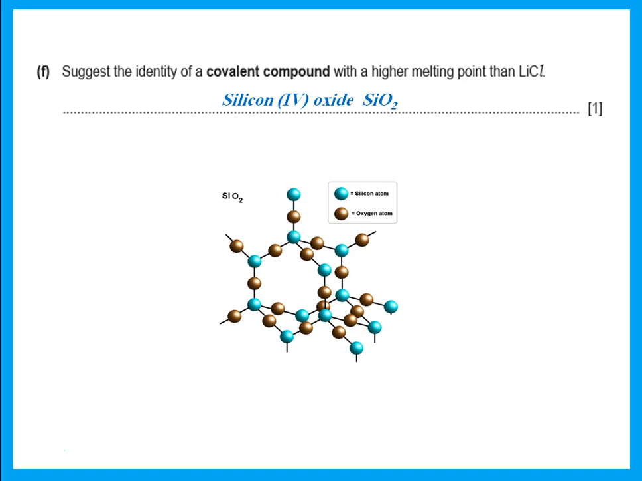Silicon dioxide is made up of silicon and oxygen, and remember we said each silicon is covalently bonded to 4 oxygens, and each oxygen is covalently bonded to 2 silicons. So this is a covalent compound with a giant structure, so it would have a very, very high melting point.